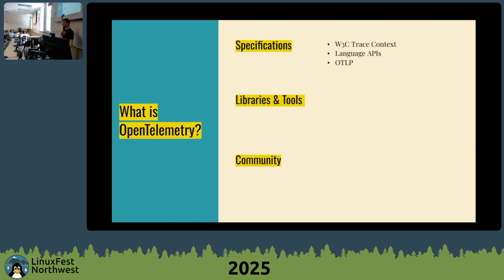Then we have OTLP. This is the wire protocol. You can send it over HTTP or gRPC, but it's a specific wire protocol for transmitting all of these telemetry signals, the three that I talked about, and then also profiles and events are the two new experimental signals. Profiles would be for hardware, like profiling a JVM, in detail stack trace on one system.